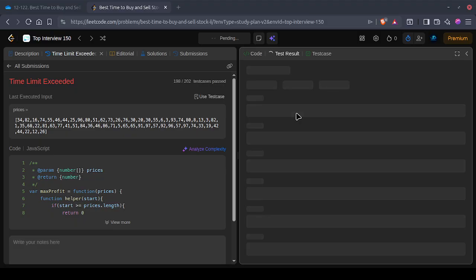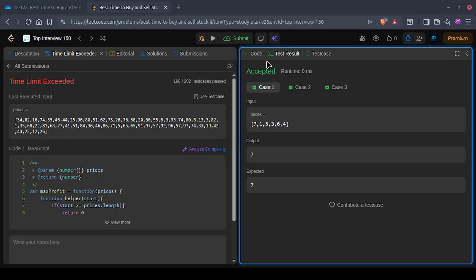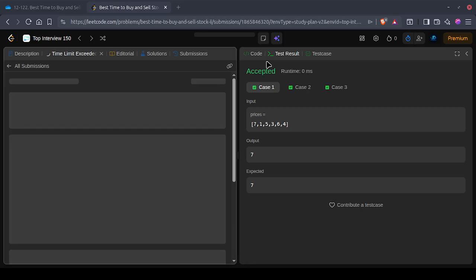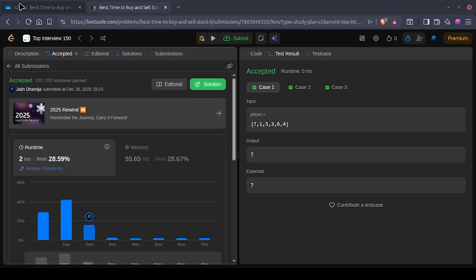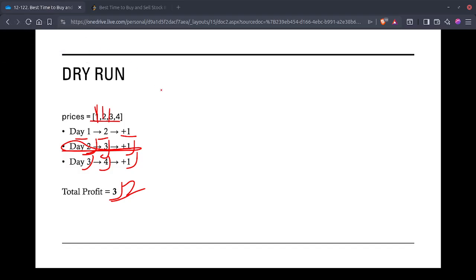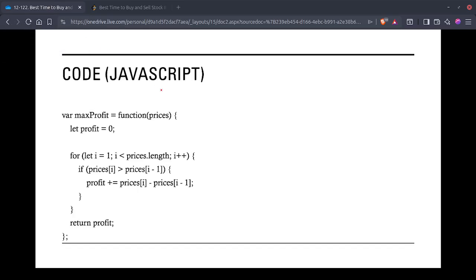So let's run this code. Yes, it works. Let's submit the solution. So this solution looks simple, but understanding why it works is more important than memorizing it. The time complexity for this is big O of n as there is a single for loop, and the space complexity is also big O of 1. So this is the best solution for an interview.